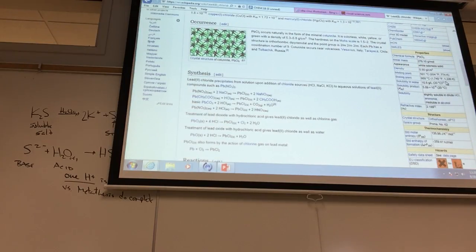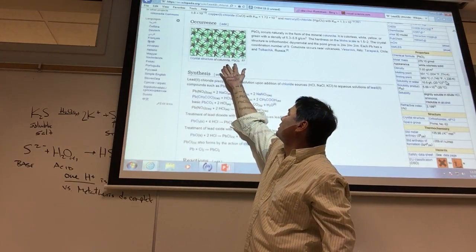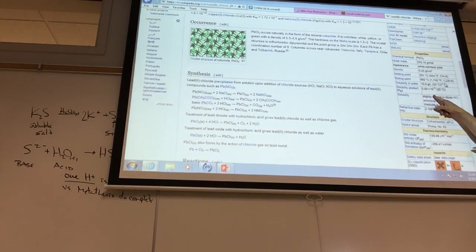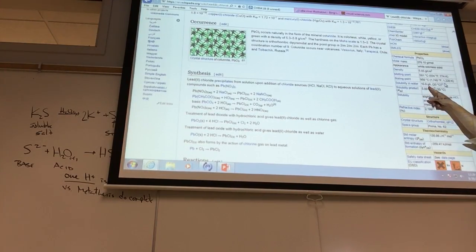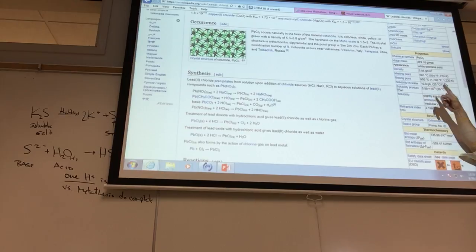All right, so I'm looking at lead 2 chloride. Here's the lattice. This is the three-dimensional lattice using sticks for lead 2 chloride. Well, look at the solubility here. Solubility in water, 10.8 grams per liter at 20 degrees C. Remember that. Solubility of lead 2 chloride, 10.8 grams per liter.